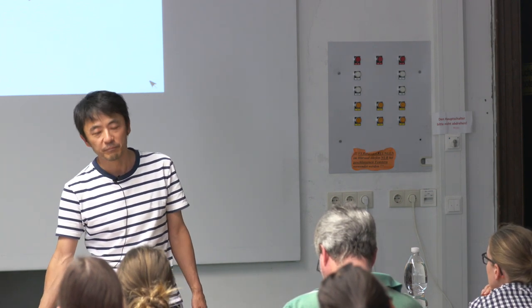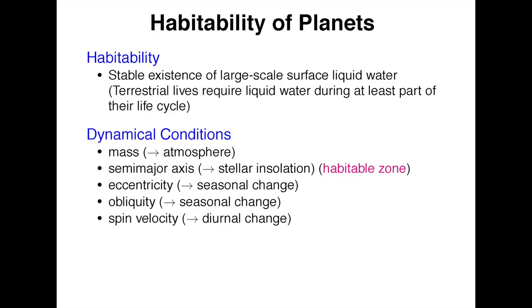So we would like to explain them. And of course, we are all interested in the habitability of planets. Maybe tomorrow or late this afternoon we will discuss habitability. Habitability is generally defined as the stable existence of large-scale surface liquid water, because our type of life needs liquid water during at least some part of its life cycle. And the existence of liquid water can be translated into some dynamical conditions of planets.